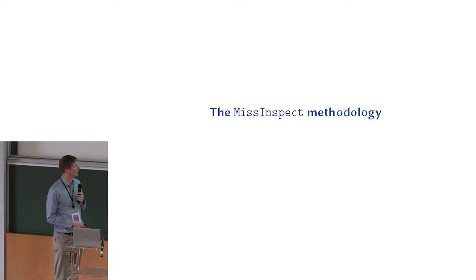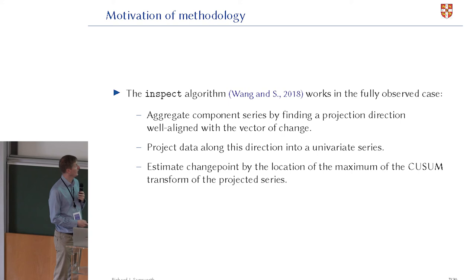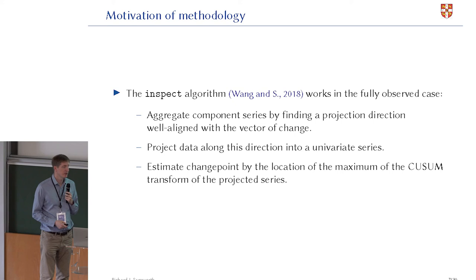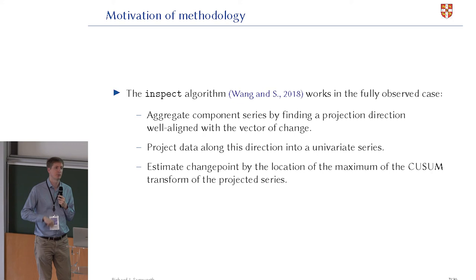Okay, so in order to introduce the MissInspect methodology, I need to go back a stage and just remind people, or inform people who are not so familiar with the original Inspect methodology. So the Inspect algorithm was designed for the fully observed case, and the aim is to try to aggregate component series by finding a good projection direction. So we've got this multivariate time series, and we're going to try and project it into one dimension in a good way. And once we've done that, we can just estimate the change point location by the location of the maximum of the CUSUM transformation of the projected series.